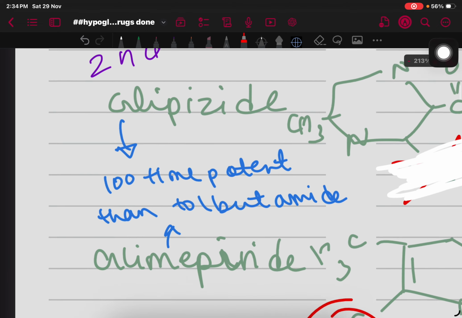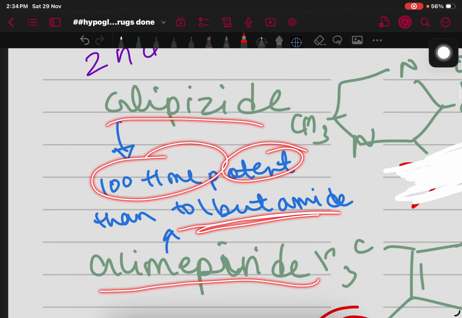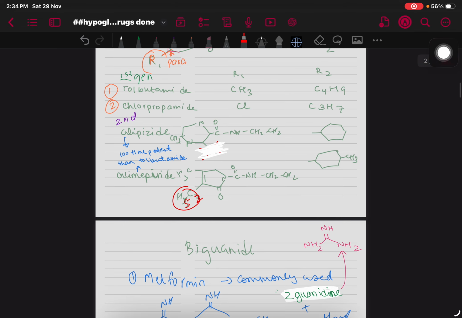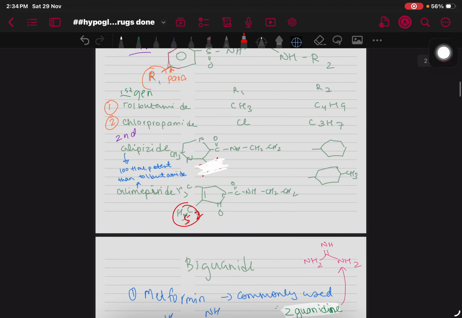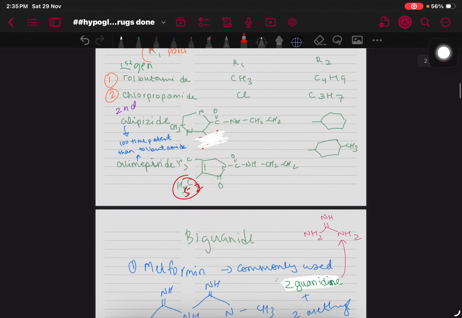Now the thing is, glipizide and glimepiride are 100 times more potent than tolbutamide. So that's a plus bonus point for these drugs. And why do we have first generation and second generation drugs? We develop new generation drugs generally because the first generation or previous drugs have more side effects than their use, or are not effective.